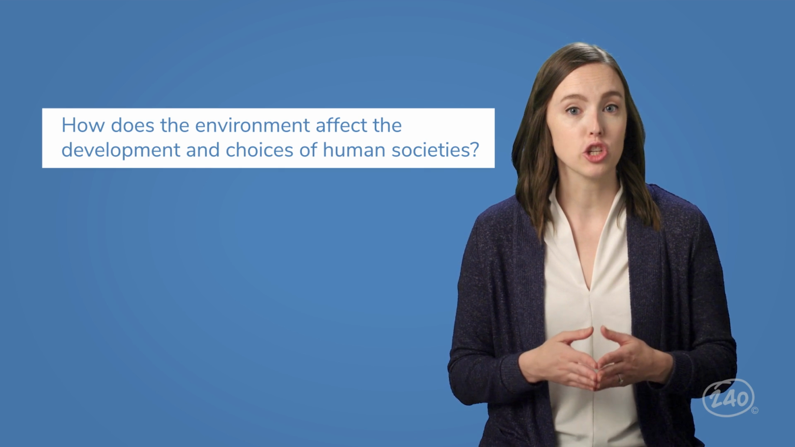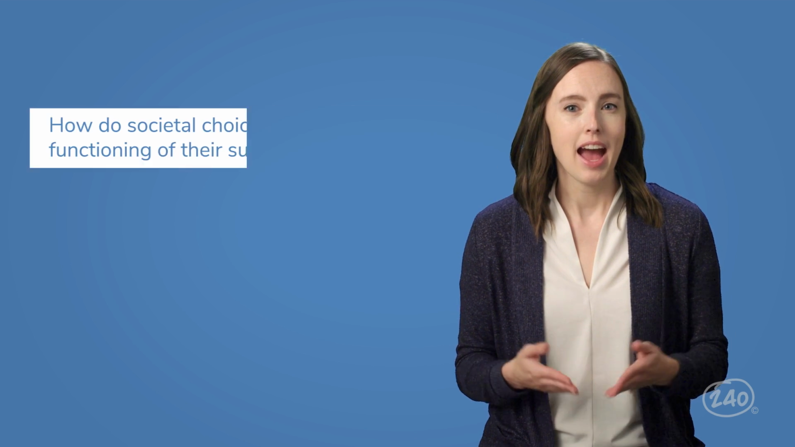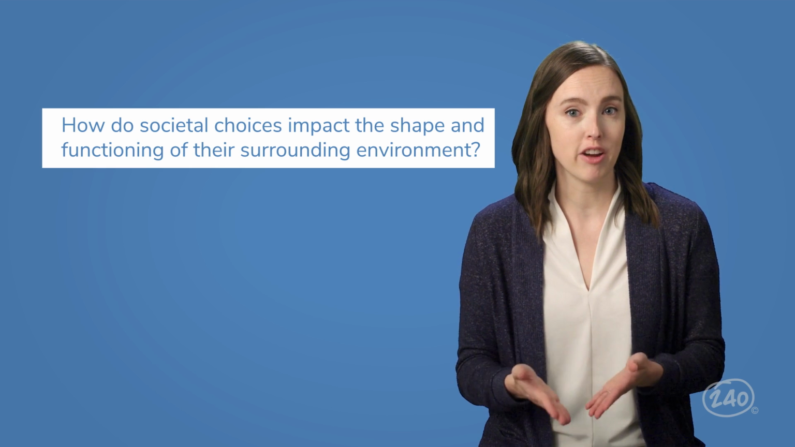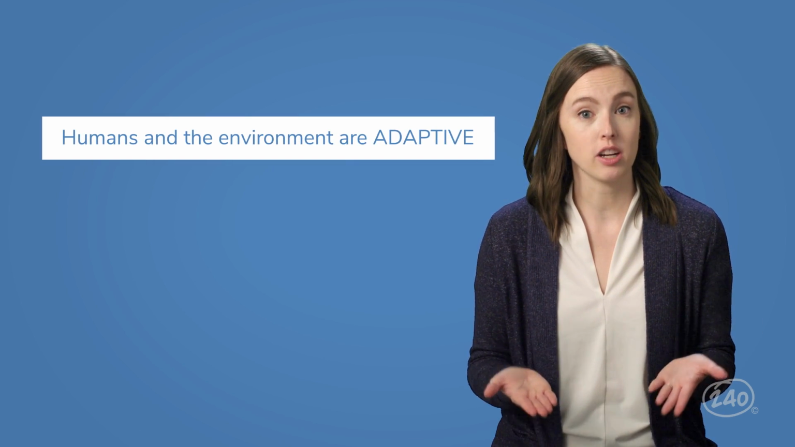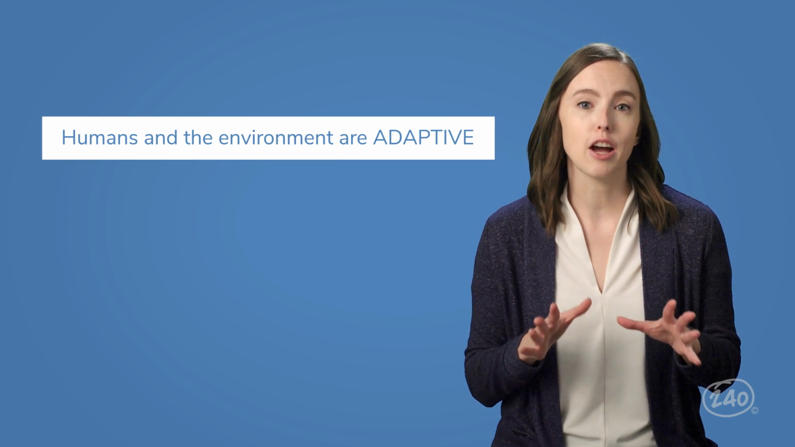Human-environment interaction looks at the ways in which people and places interact with and influence each other. It asks the questions: how does the environment affect the development and choices of human societies? How do societal choices impact the shape and functioning of their surrounding environment? These systems are very complex as they each have numerous attributes. Both humans and the environment are considered adaptive because they have structures that allow for survival in our ever-changing world. Geographers are constantly studying these interactions in order to have a better understanding of how humans and the environment affect each other.